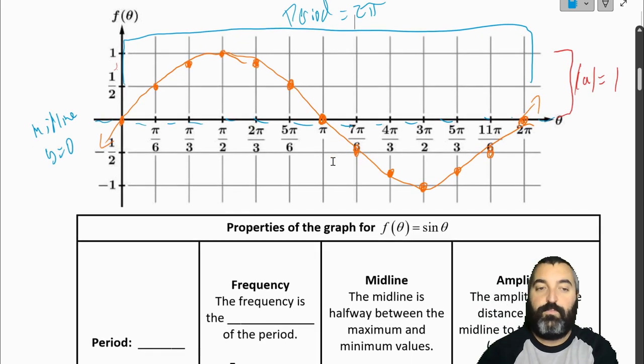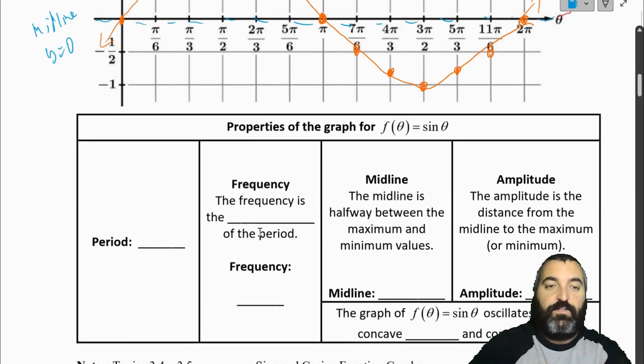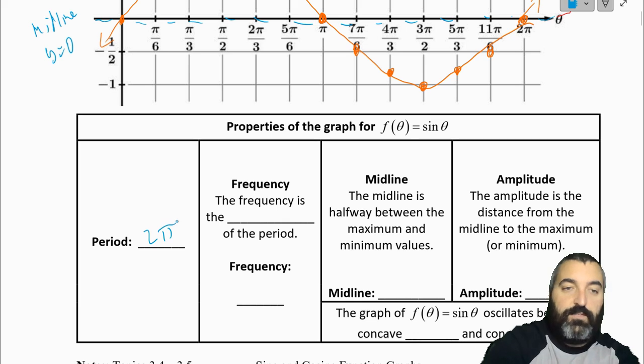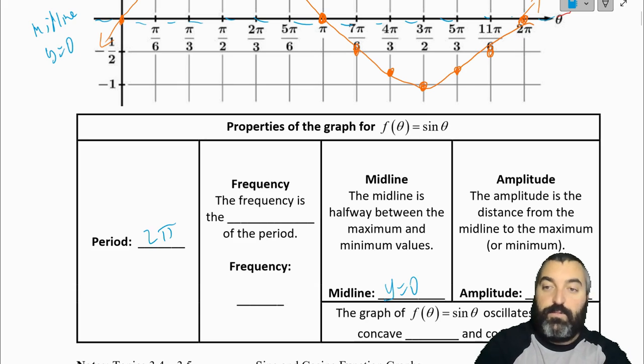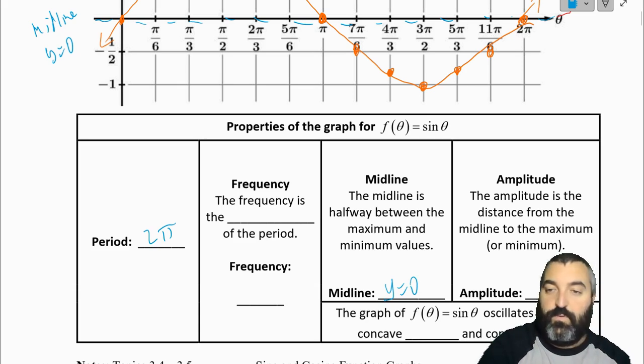So the normal period of a sine function is 2 pi. Okay, and then there's one more thing we're going to look at. So I'm going to kind of fill this in as we do. So 2 pi is our normal period. The midline is in between, so it's y equals 0. Our amplitude in this case is 1, which we're going to say a equals 1.